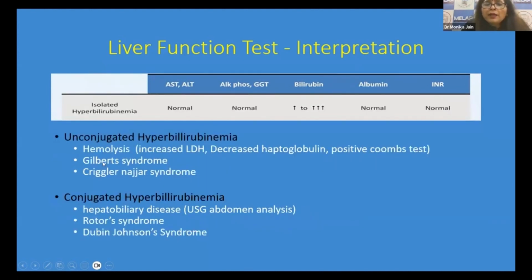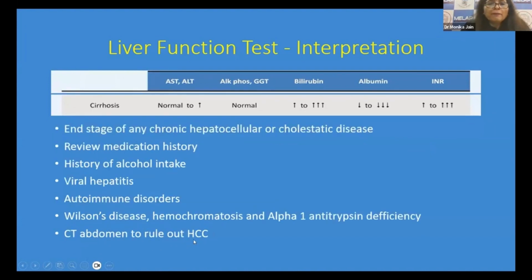Unconjugated hyperbilirubinemia may be because of hemolysis, confirmed by increased LDH, decreased haptoglobin, and positive Coombs test. Gilbert syndrome, which I have mentioned, and Crigler-Najjar can cause unconjugated hyperbilirubinemia. In conjugated hyperbilirubinemia, we can suspect hepatobiliary disease. To confirm that, we get an ultrasound done. We can have Rotor syndrome or Dubin-Johnson syndrome, which generally can be diagnosed on the basis of liver biopsy, in which we see the pigment deposition.